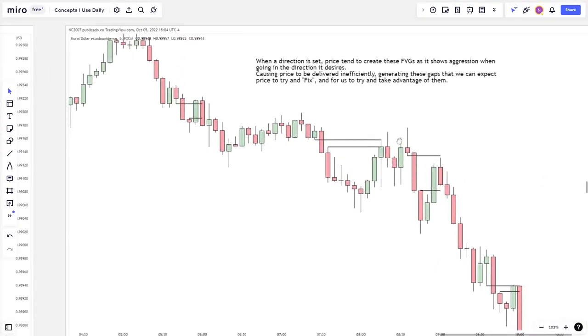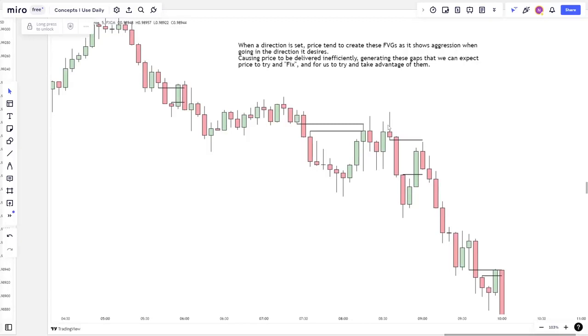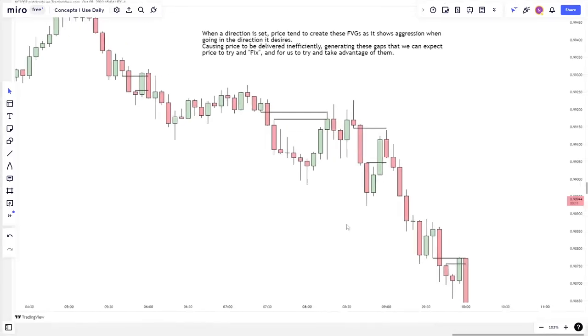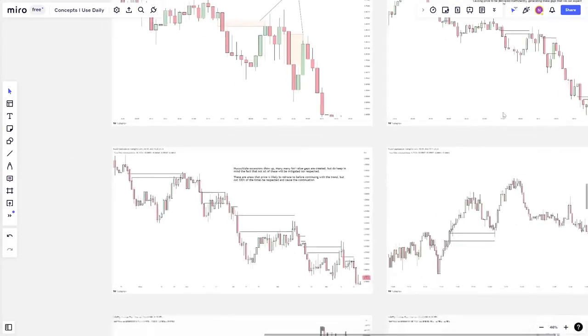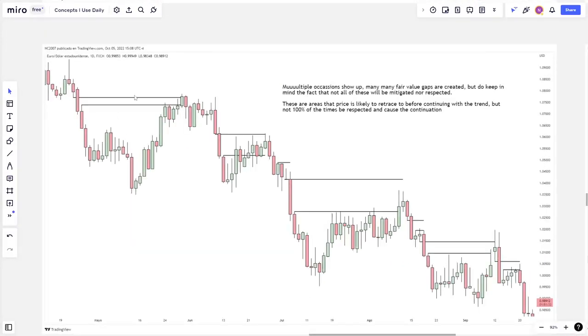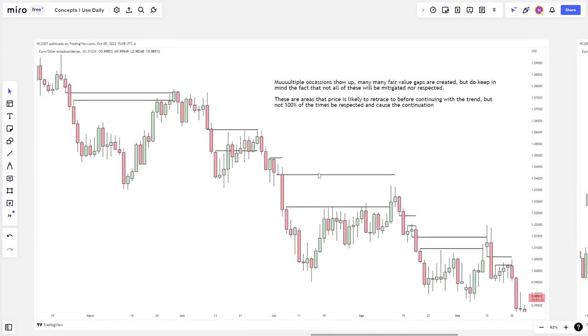What else do we have here? When a direction is set, price tends to create these fair value gaps as it shows aggression going in the direction it desires, causing price to be delivered inefficiently, generating these gaps that we can expect price to try and fix, and for us to try and take advantage of them. Price is going lower, fair value gap fills it, continues lower. This is the fair value gap that we just saw. This is another fair value gap that we just saw. Another one here, mitigates it, continues going lower, and so on and so forth. We have multiple occasions that show up. Many fair value gaps are created.